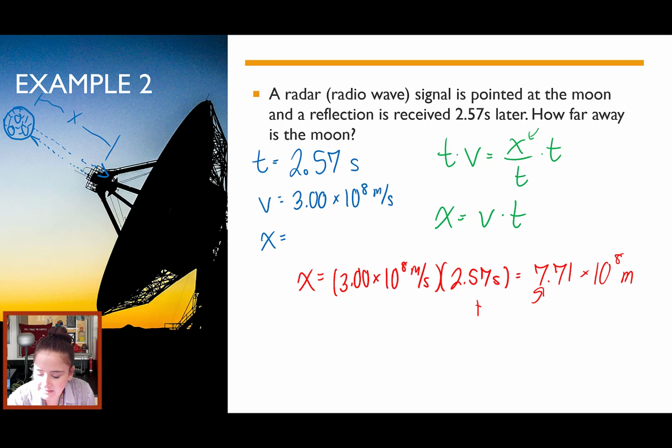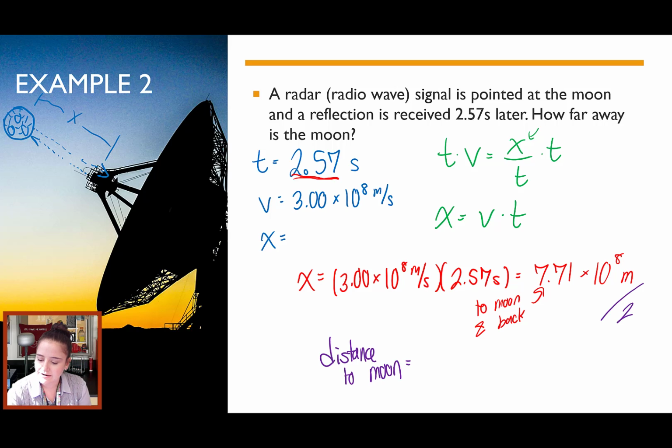But this is to the moon and back, because that's how long this 2.57 seconds was for. So if I want to get just the distance to the moon, I would take that number and divide it by 2. When I do that, I get 3.855. I'll just keep it at 3.85 times 10 to the 8th meters. Okay, cool. That's it for our light lecture.